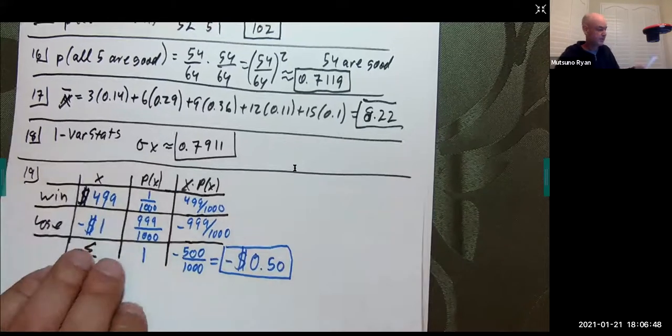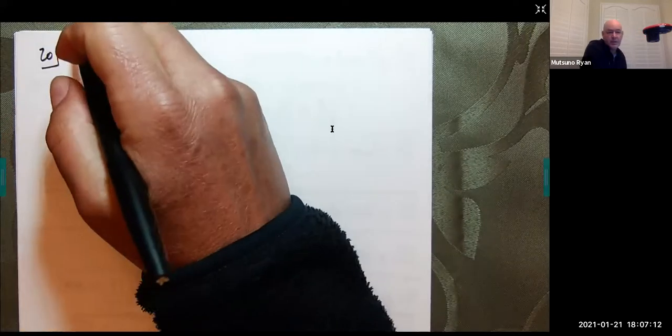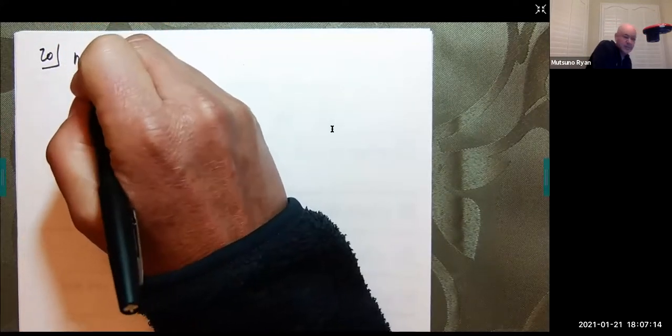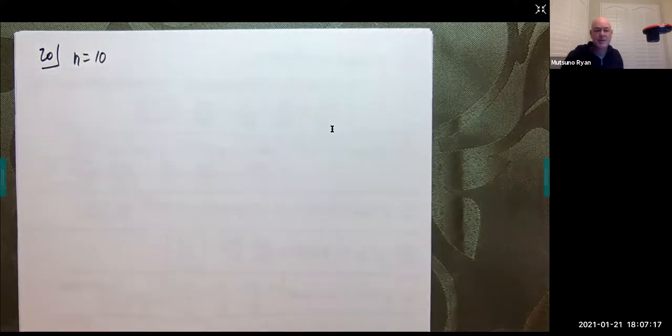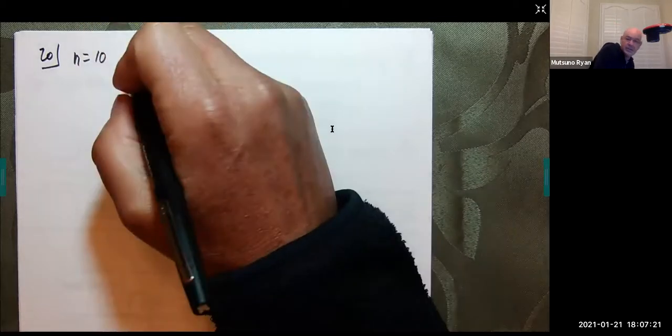Now, number 20, let's flip the page. So number 20, a test consists of 10 true, false questions. Ten true, false questions, that's my N. To pass the test, a student must answer at least 6 questions.